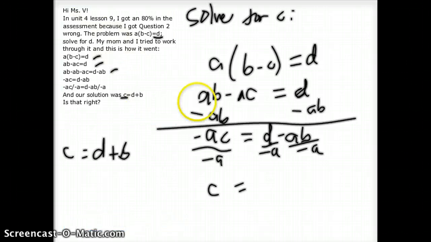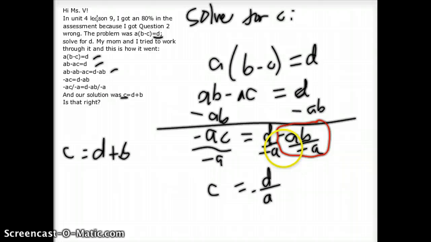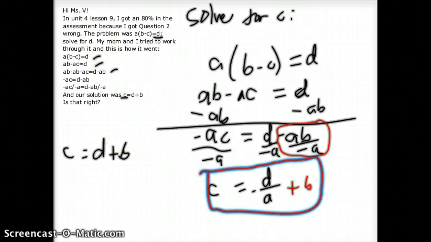So you should have gotten D over negative A, or negative D over A. You can't simplify that any further. And then here's what you need to simplify on the right hand side. Negative AB over negative A. Well, the negative A's can cancel out and you will just get positive B left over. So here's one answer. Okay, so that's one way to do it.